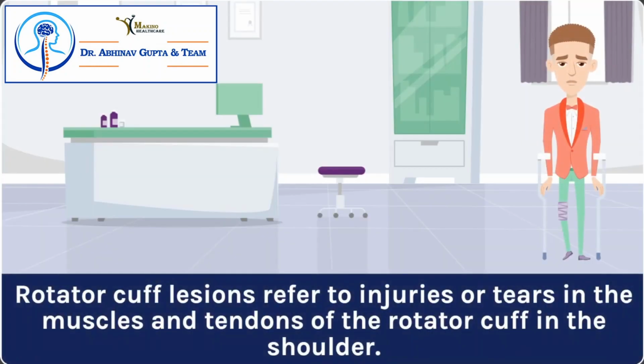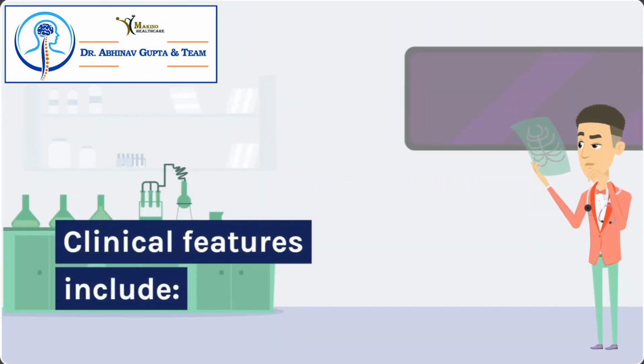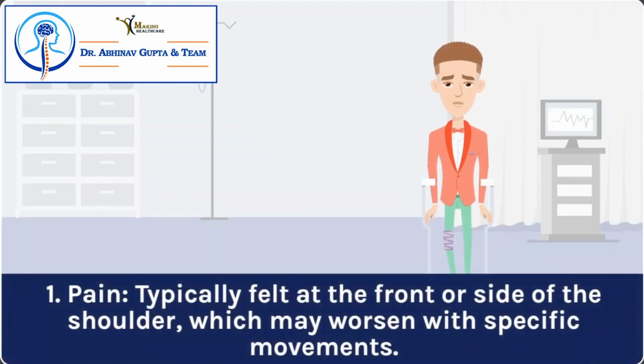Rotator cuff lesions refer to injuries or tears in the muscles and tendons of the rotator cuff in the shoulder. Clinical features include: 1. Pain, typically felt at the front or side of the shoulder, which may worsen with specific movements.